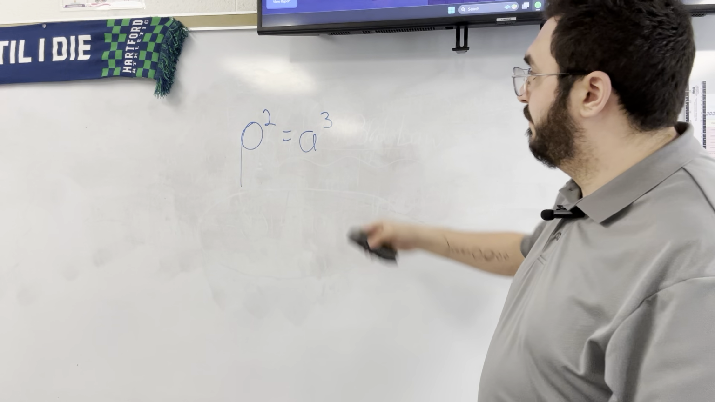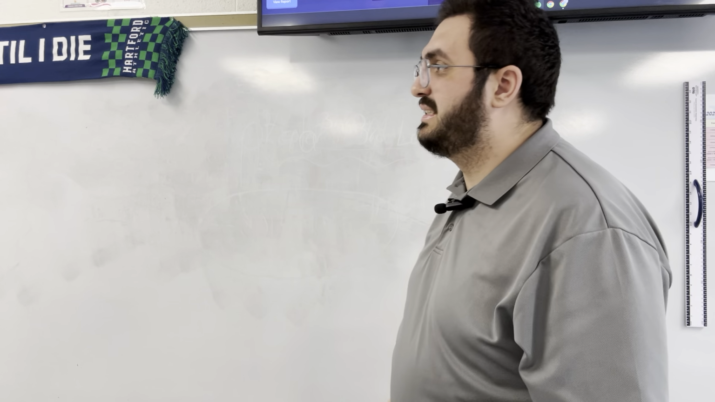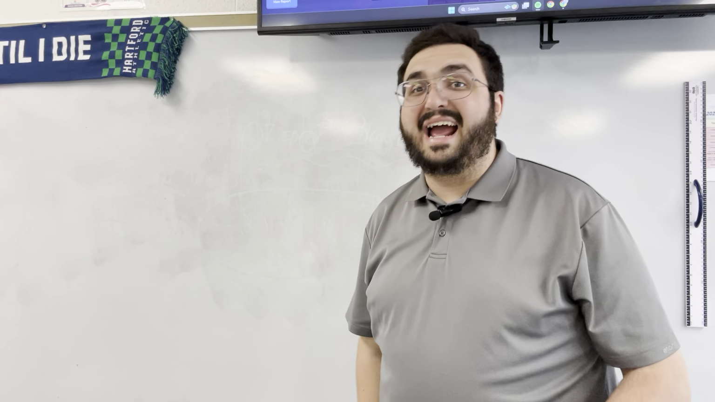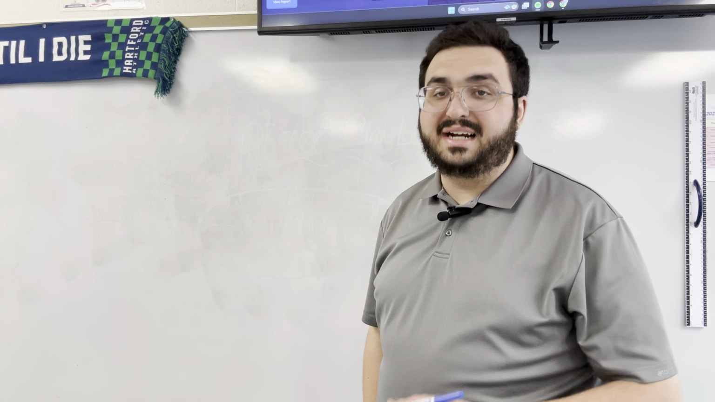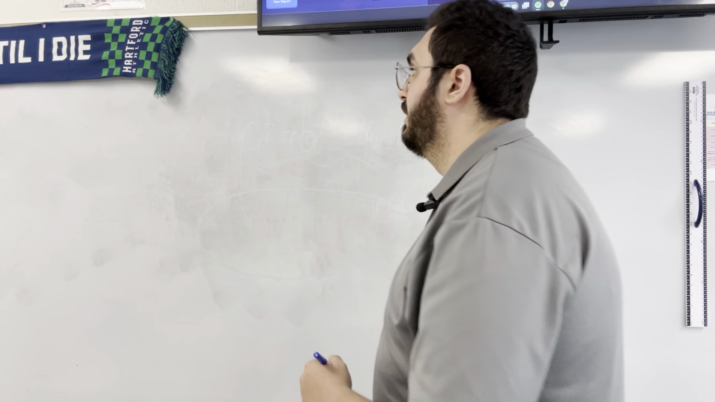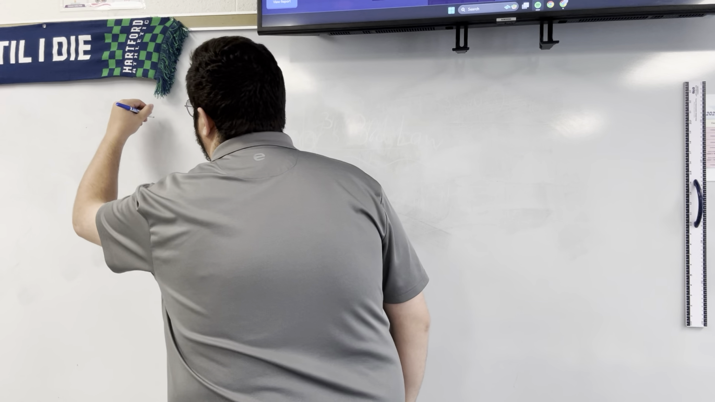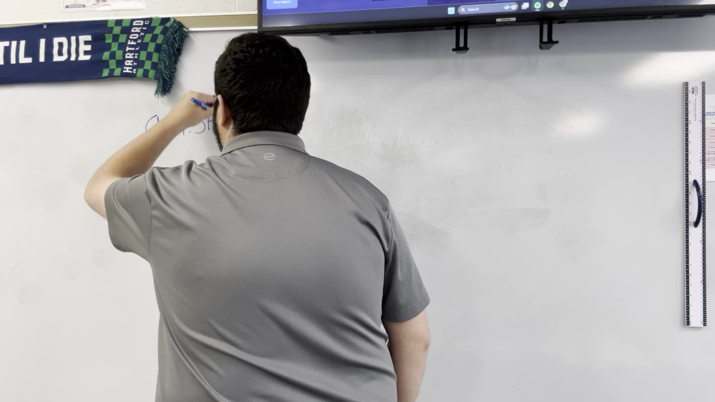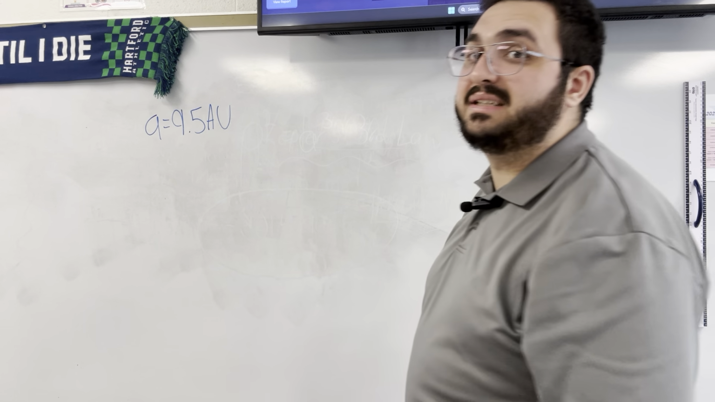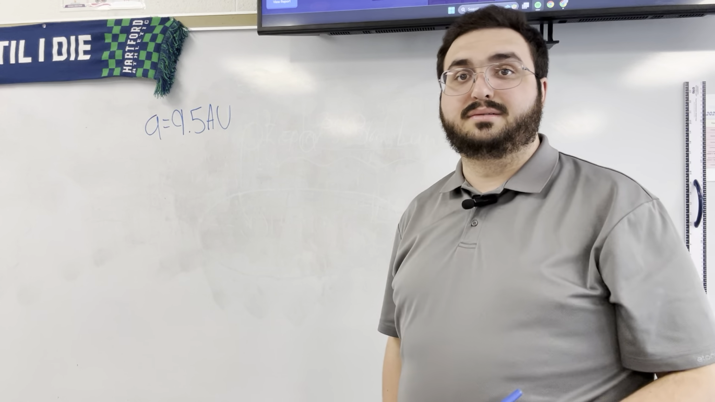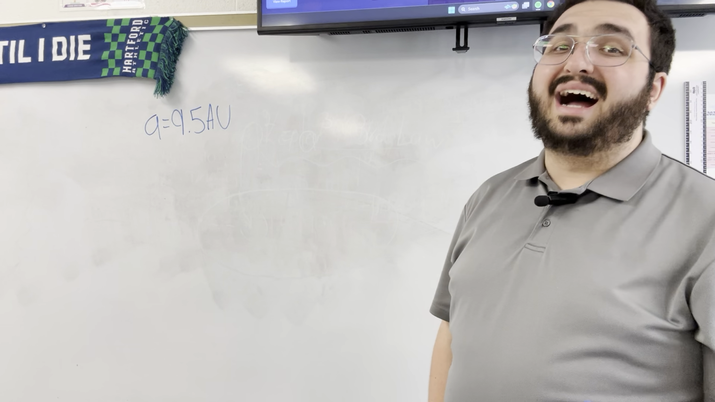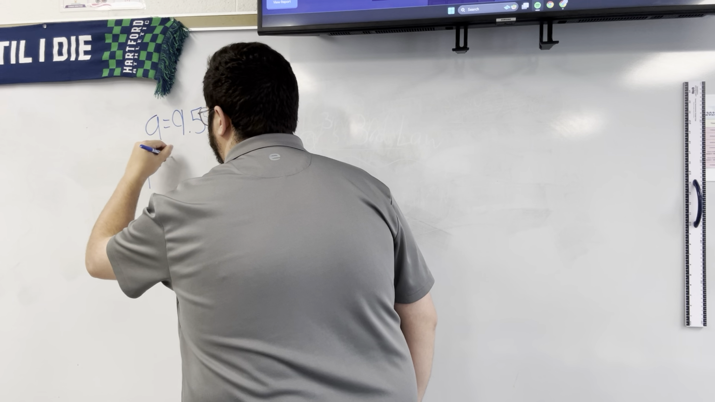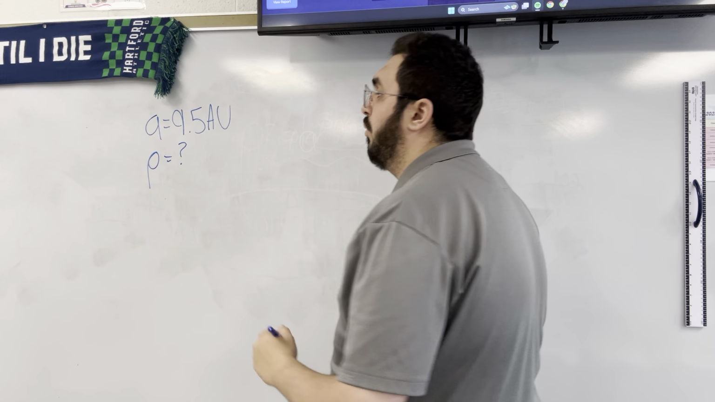So let's start off with the planet Saturn. Now, Saturn is known to have an average distance away from the sun of 9.5 astronomical units. So, because it's astronomical units, we automatically know A is equal to 9.5 AU. And we know it's A because astronomical units is a measurement of distance. I don't know P. Okay, P right now is unknown. But we want to be able to solve it.